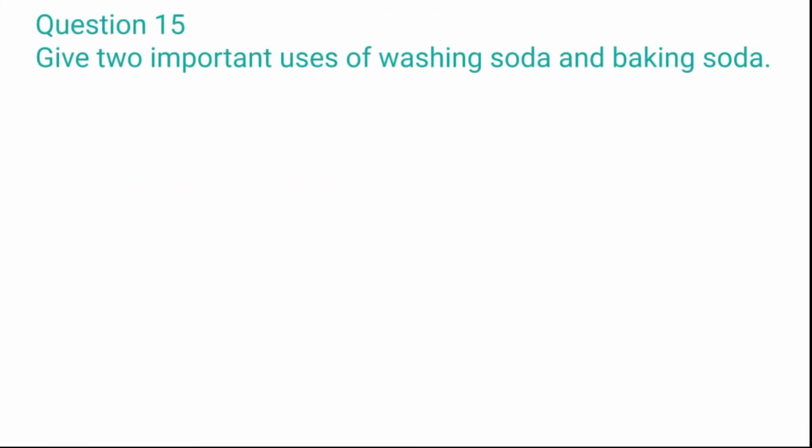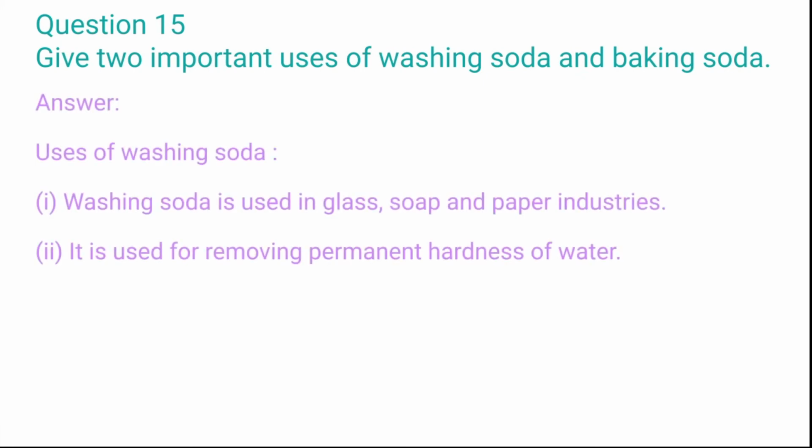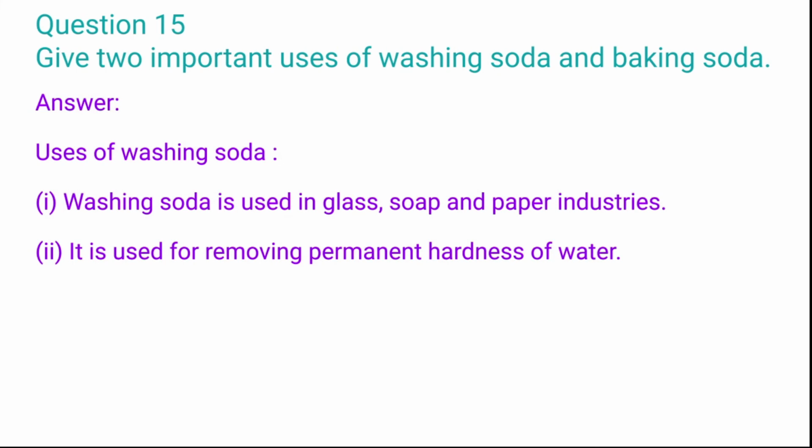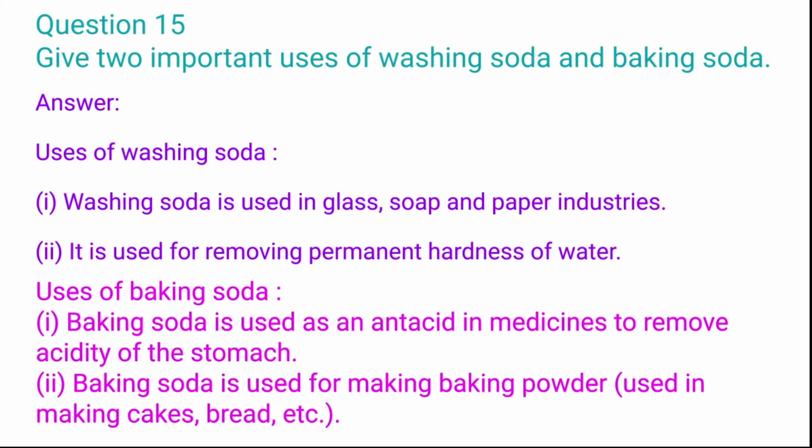Let's move on to the next question. Question number 15. Give two important uses of washing soda and baking soda. Answer is uses of washing soda are: washing soda is used in glass, soap and paper industries, and it is also used for removing permanent hardness of water. Uses of baking soda are: baking soda is used as an antacid in medicines to remove acidity of the stomach, and it's also used for making baking powder, which is used in making cakes, bread, etc.